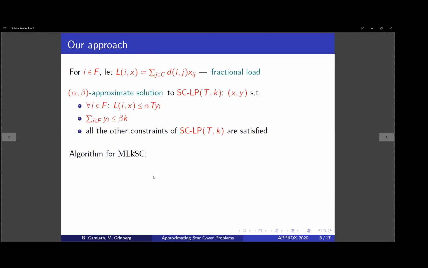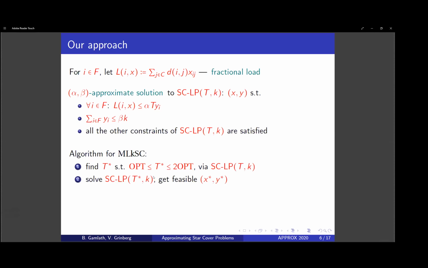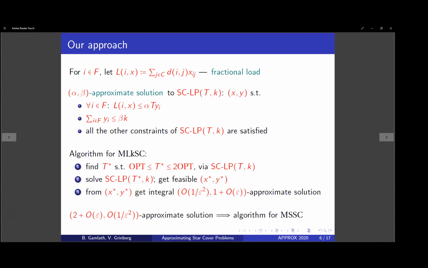And our algorithm, on a very high level, is quite simple. First, using binary search, we find t star, the approximation of the optimum load, and then we put this number t star and k into the linear program that was defined before. We get a feasible solution, and then we just round it to get an alpha-beta approximation, where alpha is big O of 1 over epsilon squared and beta is 1 plus O of epsilon. For the minimum size star cover problem, the algorithms are roughly the same. So how exactly does the algorithm work?